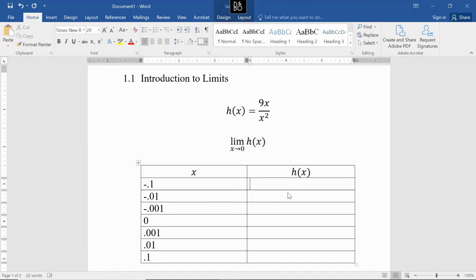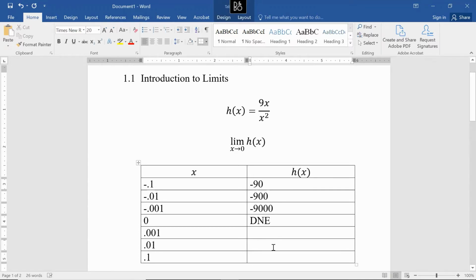If I plug into this function negative 0.1, I get a negative 90. If I plug in negative 0.01, I get a negative 900. If I plug in negative 0.001, I get negative 9,000. The output does not exist if the input is 0.